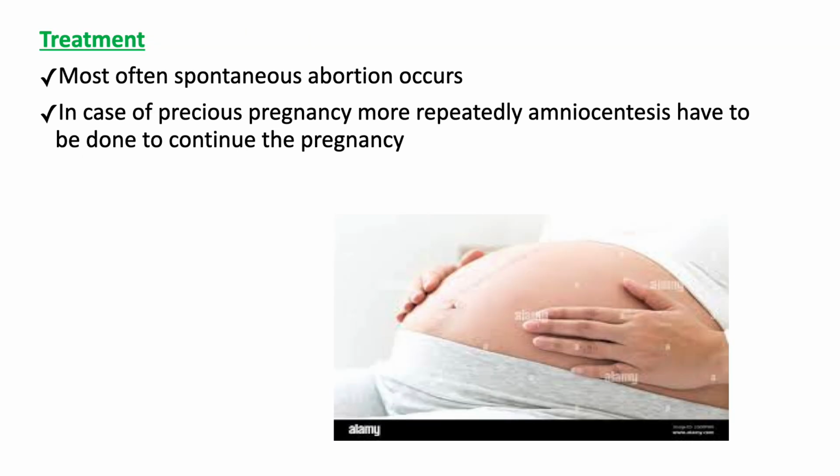The treatment: most often spontaneous abortion occurs. To relieve the distress caused by this polyhydramnios, decompression has to be done. On rare occasions where the baby is especially valuable, repeated abdominal amniocentesis may have to be done in an attempt to continue the pregnancy. So this is the treatment for acute polyhydramnios.